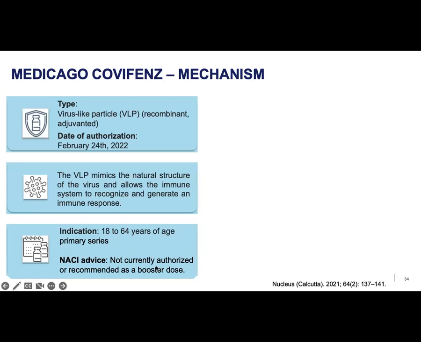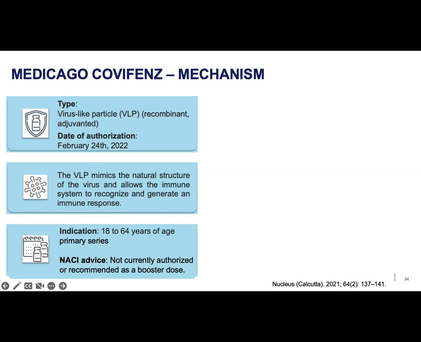So moving on to Medicago, which is the second protein-based non-mRNA vaccine that was authorized in Canada on February 24, 2022. The virus-like particles, or VLP, mimic the natural structure of the virus and allow the immune system to recognize and generate an immune response. This vaccine is indicated for individuals 18 to 64 years of age as a primary series, and the NACI advised that it is not currently authorized or recommended as a booster dose.